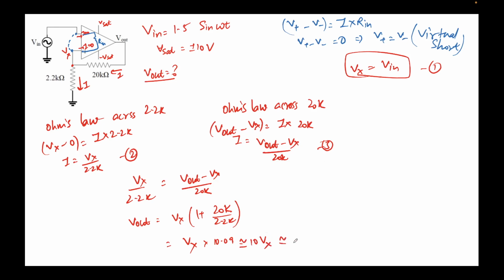So V out is nothing but, I'll approximate it as, 10 times Vx, and Vx is nothing but V in, so I can write it as 10 times V in. Now the value of V in is 1.5 sine omega t, so I'll put this value of V in here. Remember that omega was I think 20 pi, so it's irrelevant here, it's not playing any role, but just for the sake of completion I'm writing this. So 10 times, that will be 15 sine omega t. Okay, now we have found the expression for V out as 15 sine omega t.